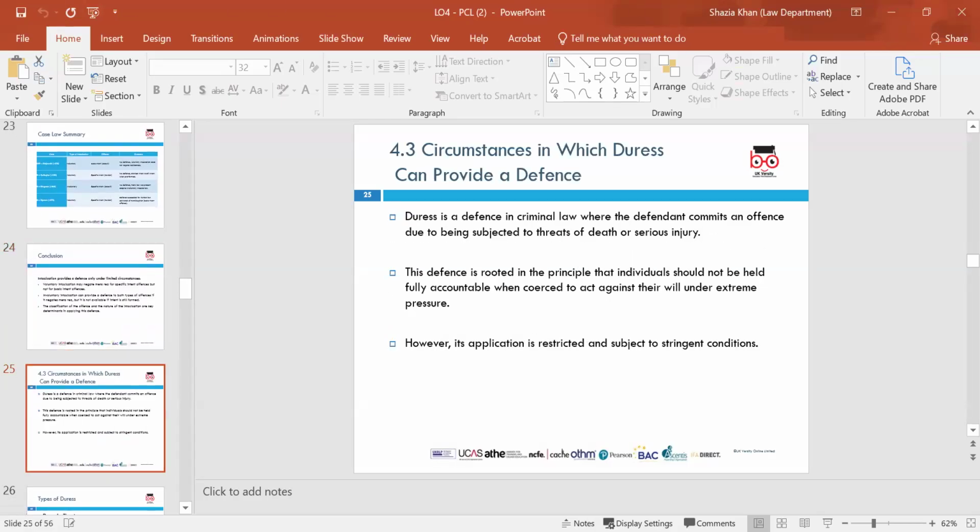The next one is 4.3, circumstances in which duress can provide a defence. It is important to note that the defence of duress only applies as long as the threat of immediate and serious violence is present. Once the threat is removed, there can be no further justification for actions. For example, driving under the influence in drink driving cases.